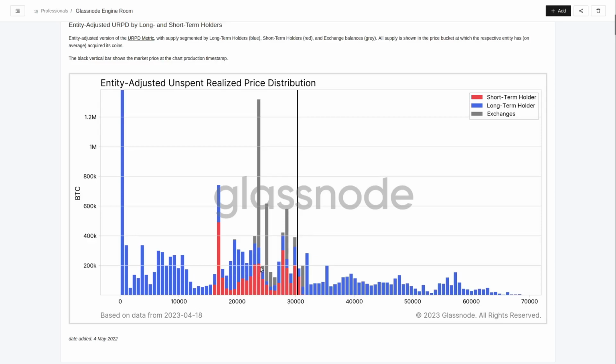Also note, up to about 25K, this cluster here is a nice, healthy balance of post-FTX short-term holders and pre-FTX.